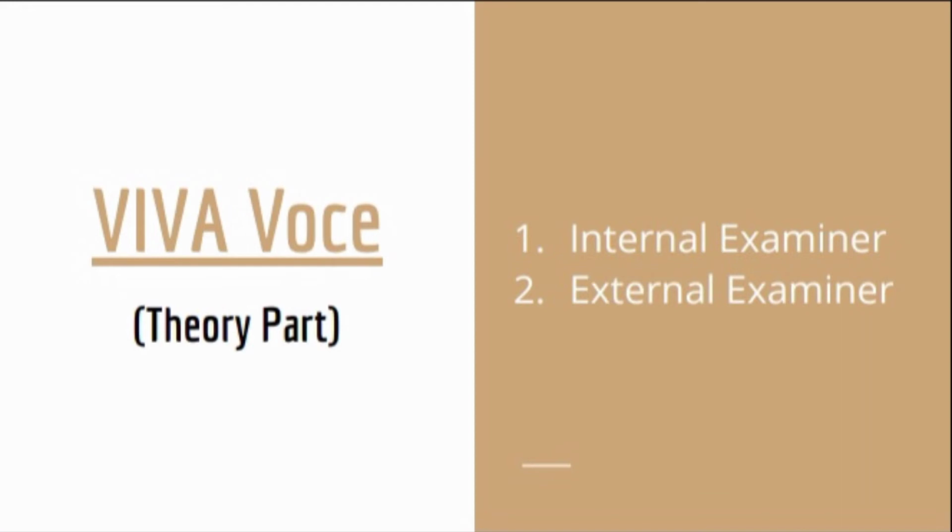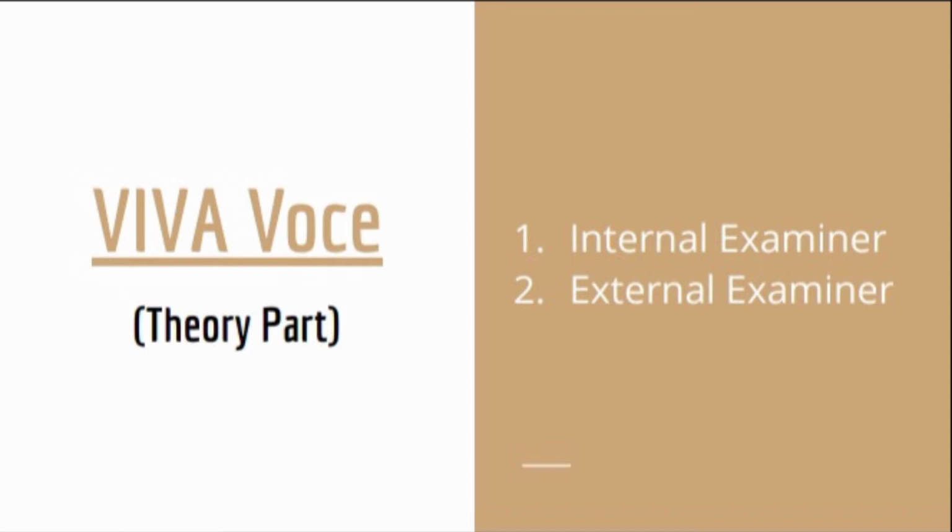Now coming towards the viva, it is the viva for the theory part. You also have to appear in the viva for practicals. The viva for the theory part is basically taken by two examiners. One is your internal examiner and the other one is your external examiner. The internal examiner is your head of department or any senior professor of that department, while the external examiner either comes from another college or is sent by UHS.